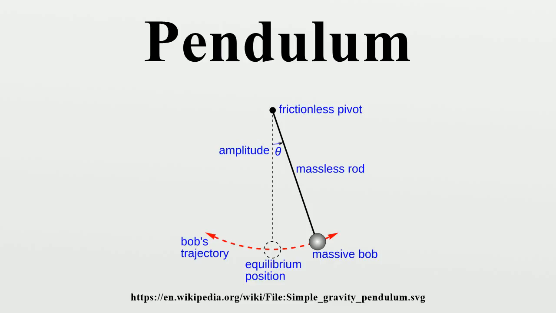A rigid uniform rod of length L pivoted about either end has moment of inertia I equals mL²/3. The center of mass is located at the center of the rod, so R equals L/2. Substituting these values into the above equation gives T equals 2π square root of 2L over 3g. This shows that a rigid rod pendulum has the same period as a simple pendulum of 2/3 its length.